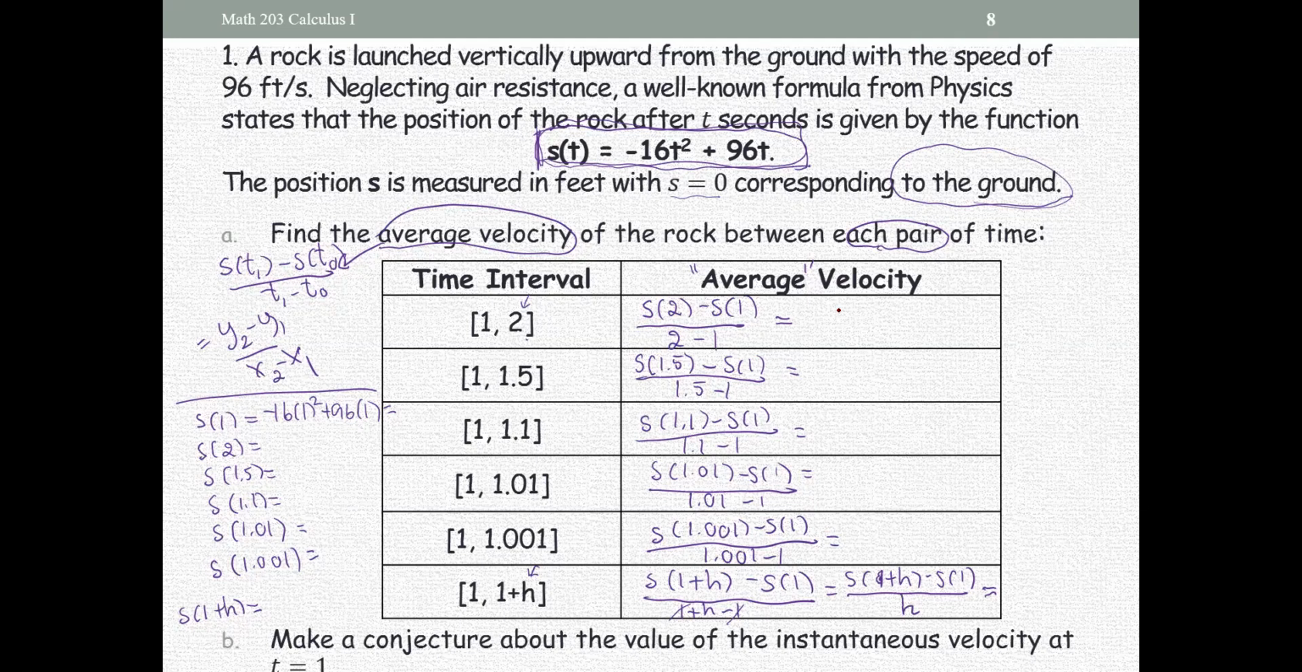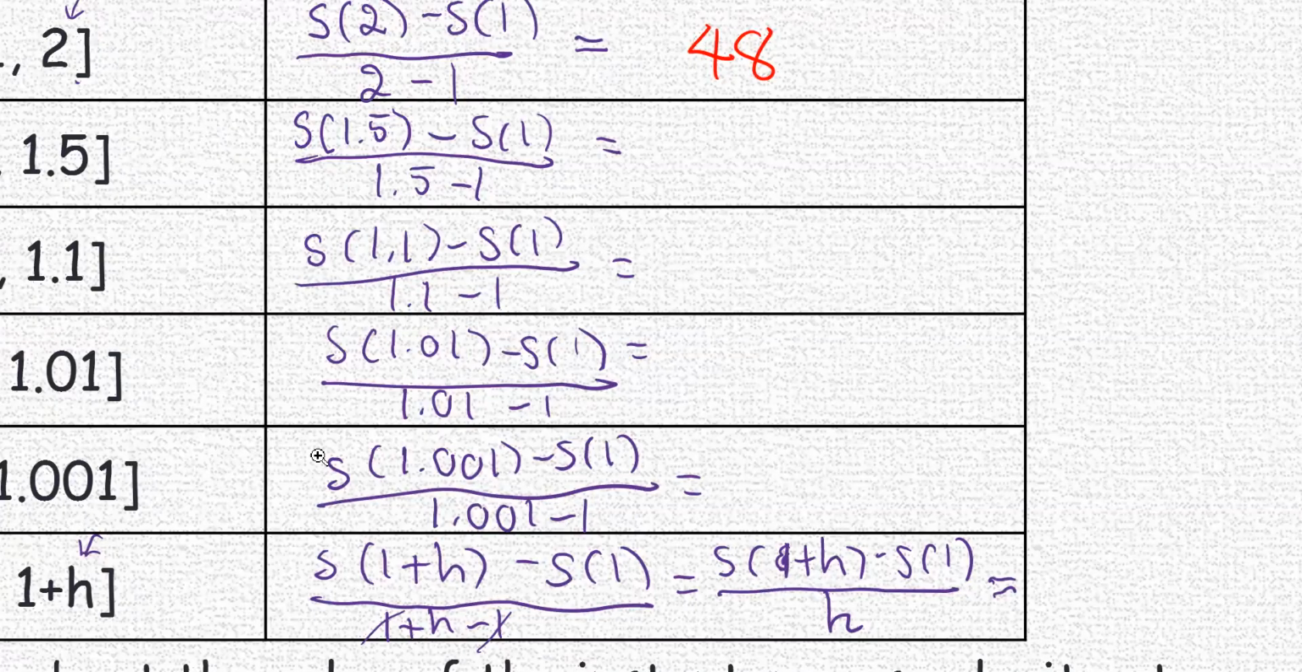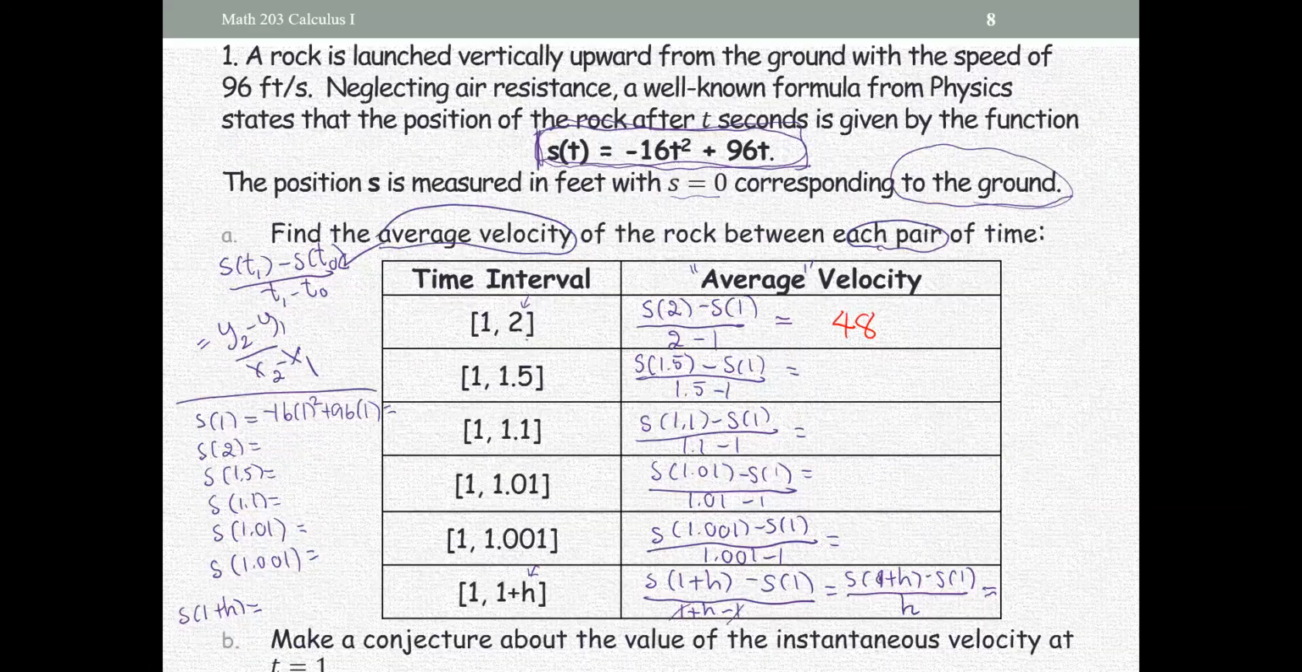Before we fill in the content here, could you share with me what you get for each number that I listed on the left? For S at 1, what do you get? 80. Okay. And S at 2? 128. And then S at 1.5?